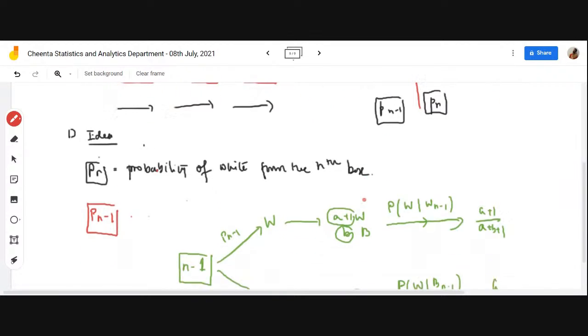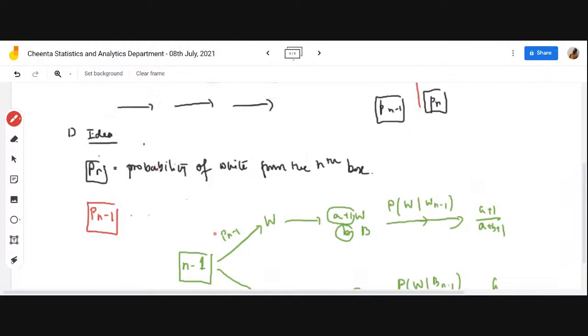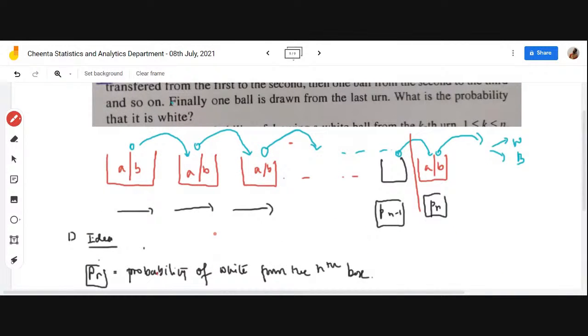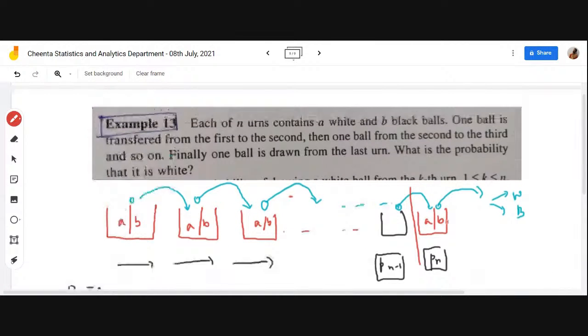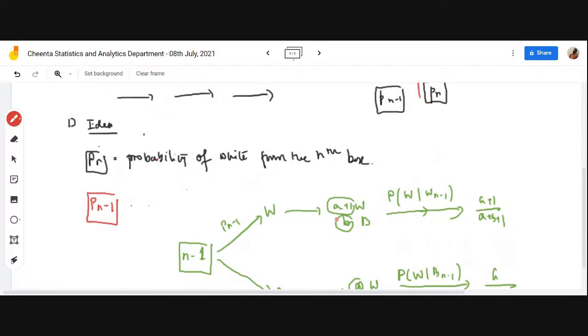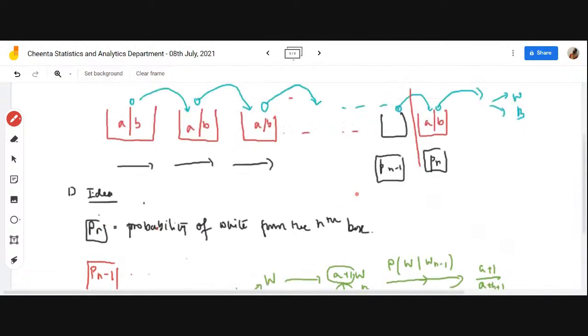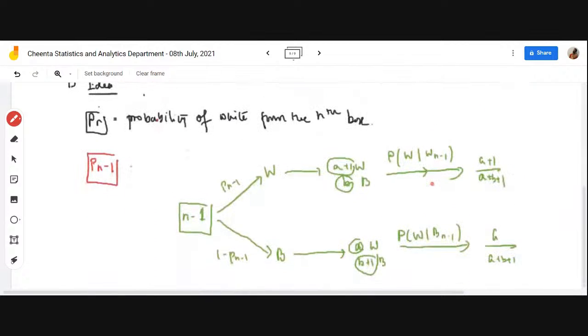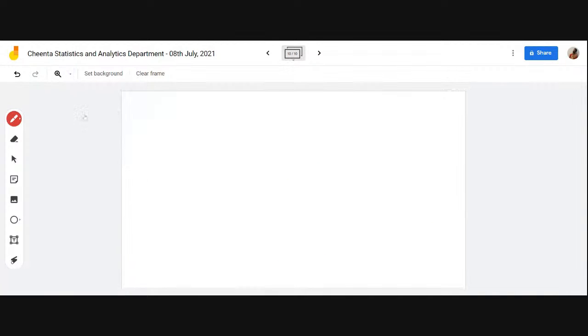Okay. So now understand that from this n minus 1th box, you're picking up a white ball and you're transferring it to this. Then the probability of the white ball will be A plus 1 by A plus B plus 1, because there are A plus 1 white balls and B black balls. If we have picked out a black ball and transferred over here, the probability of white ball will be A by A plus B plus 1. So understand, I'm writing it again. You will understand it better now, I hope, if you are good with understanding probability.